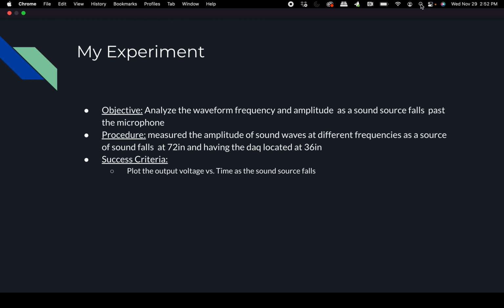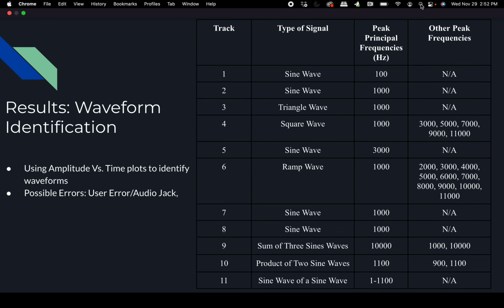My own experiment was just to analyze the waveform frequency and amplitude as the sound source falls past the microphone. I used about 4 different wave frequencies, and then the procedure was to measure the amplitudes of the sound waves at different frequencies as a source of sound falls 72 inches, with the DAC located at 36 inches. And the success criteria was just to be able to plot the output voltage versus time as the sound source falls.